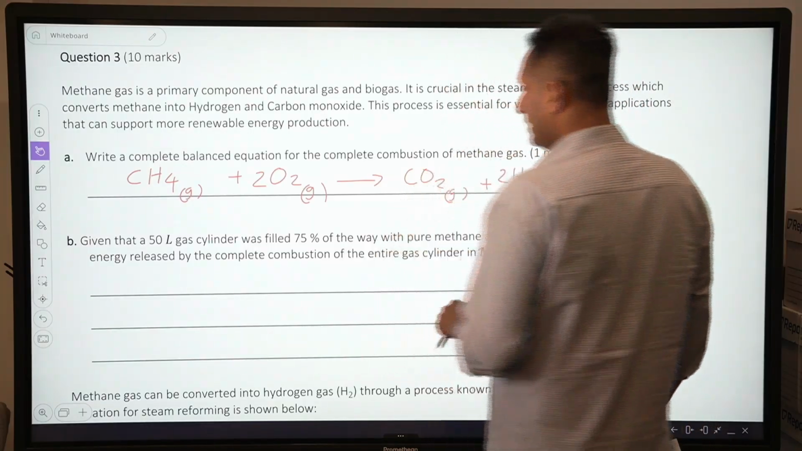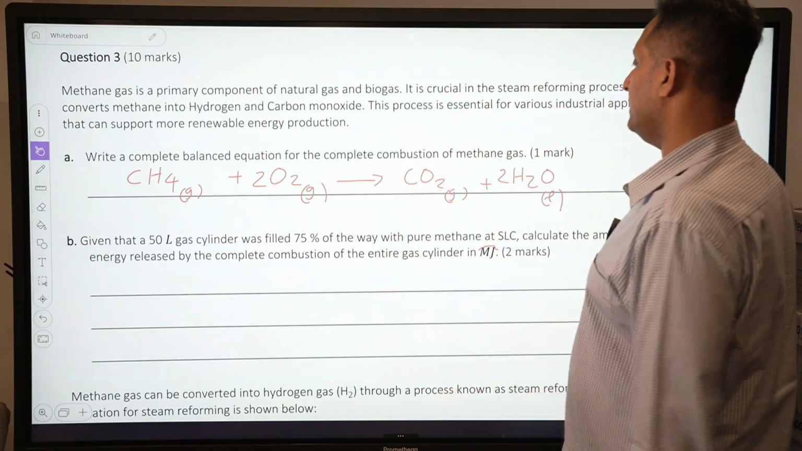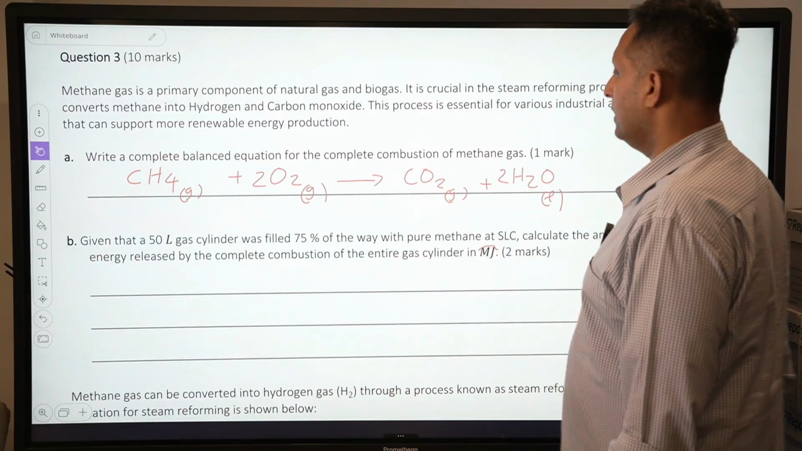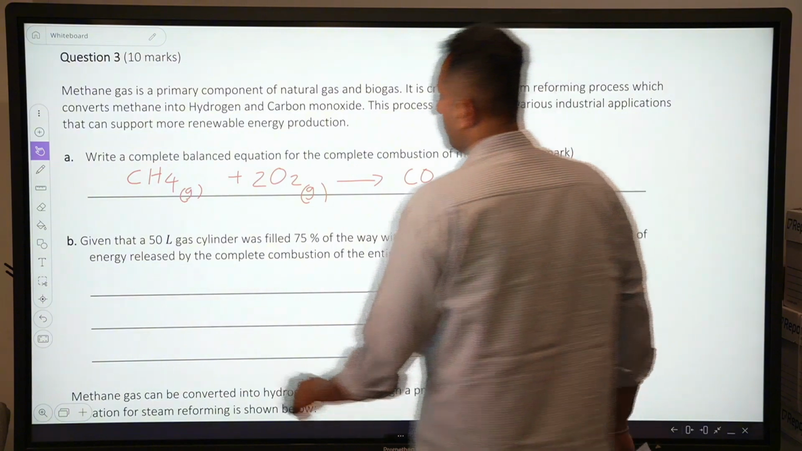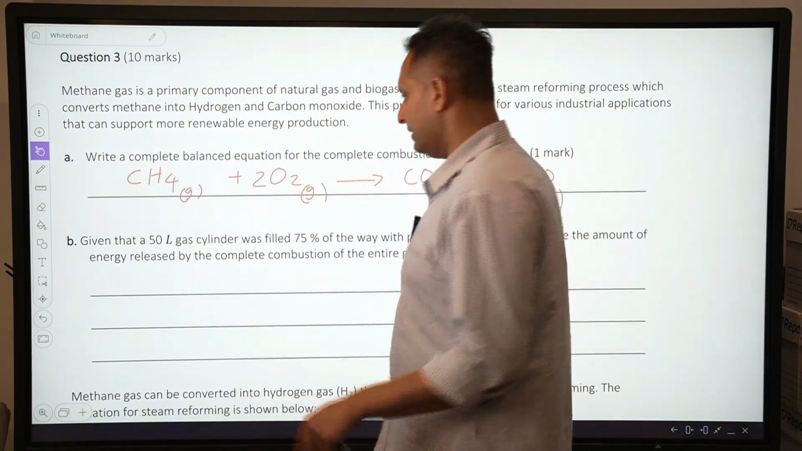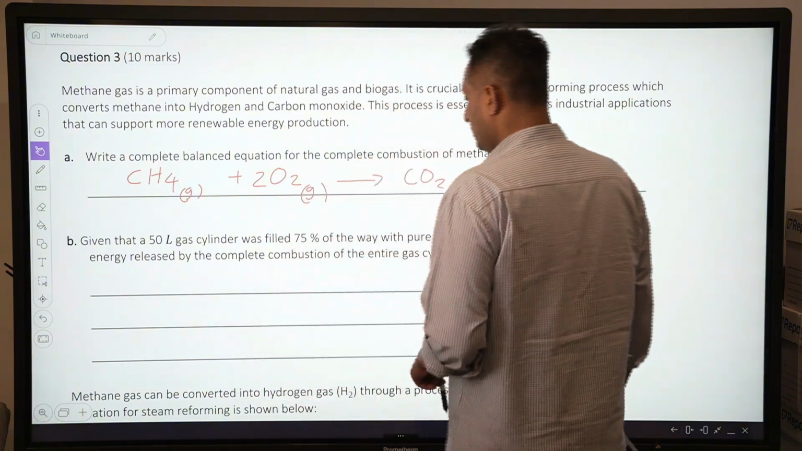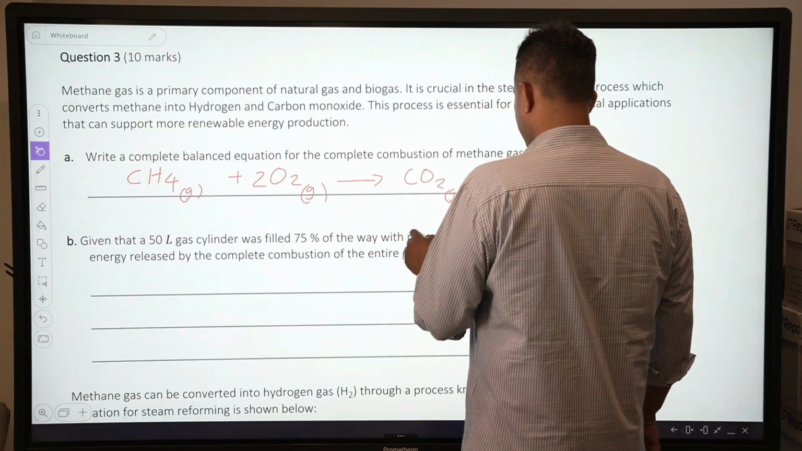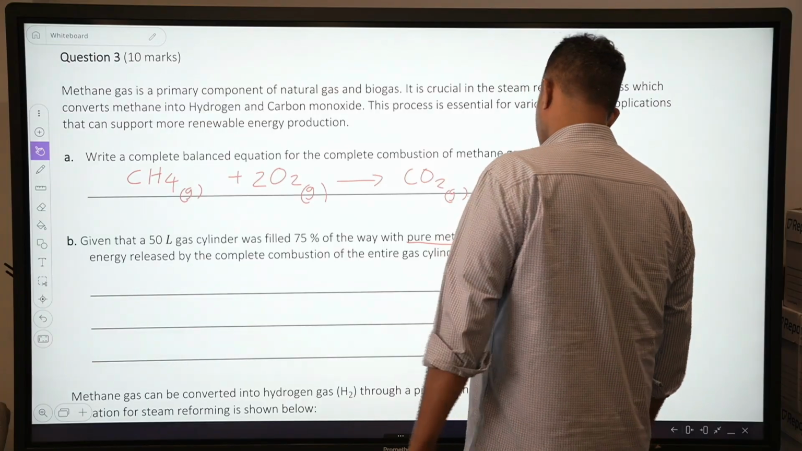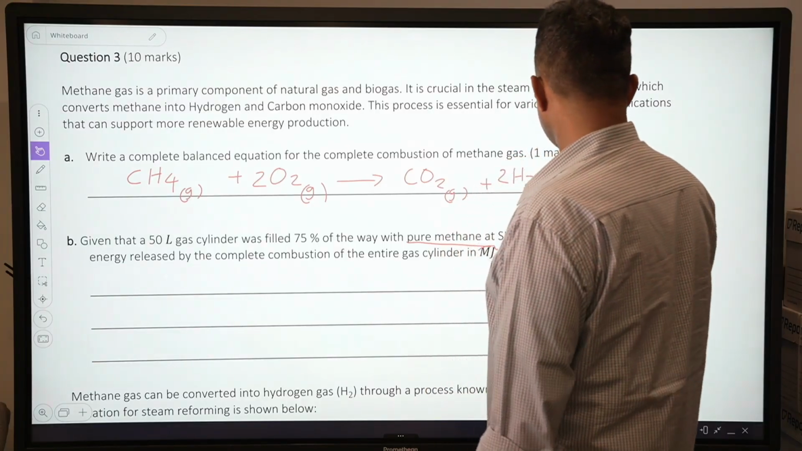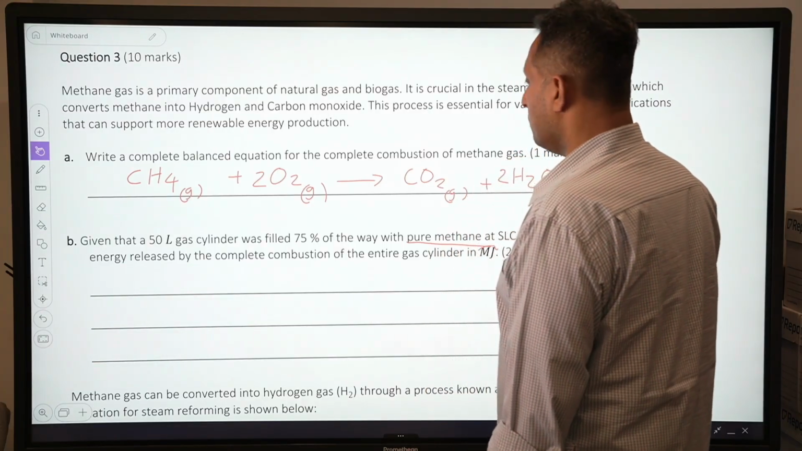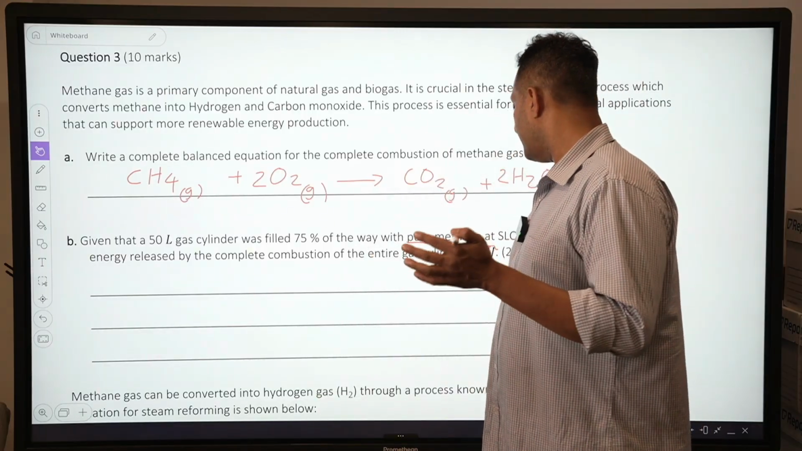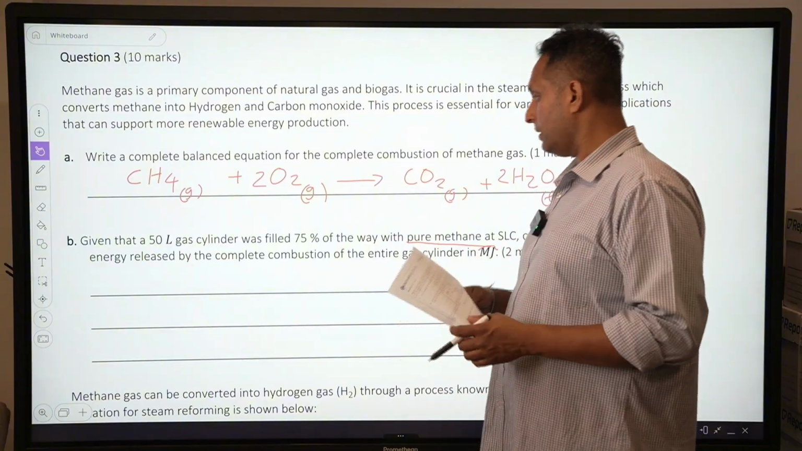What is part B saying? Given that a 50-liter gas cylinder was filled 75% of the way with pure methane. You have a 50-liter cylinder, and in that, 75% of the cylinder is pure methane. The question is asking you to calculate the amount of energy released by the complete combustion of the entire gas cylinder in megajoules. 2 marks.